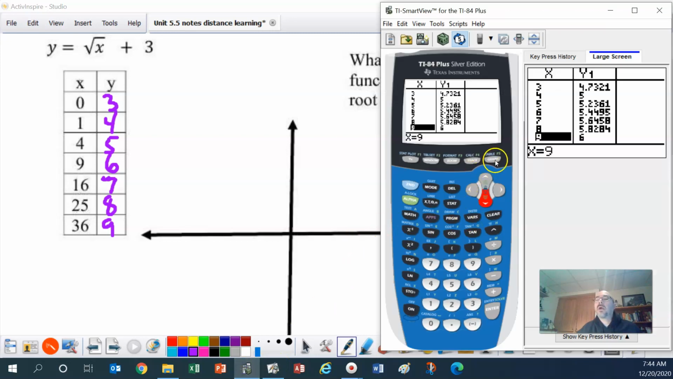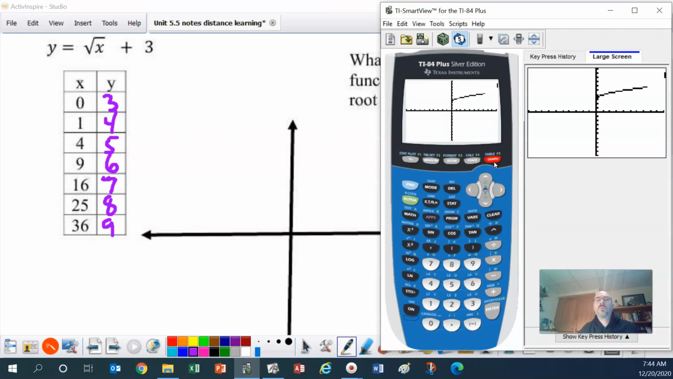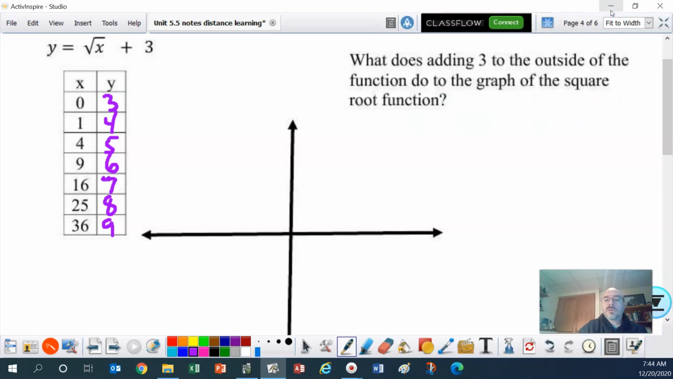So now if I hit graph, what in the world is it going to do? Whoa, whoa, it's way up here. Well, that looks like it's at 0, 3, folks. So what I'm going to do is I'm going to go 1, 2, 3. I'm going to put my dot here. Notice that right there. That's your starting point. 0, 3. And it's going to curve like that.